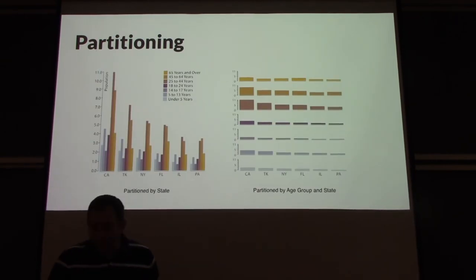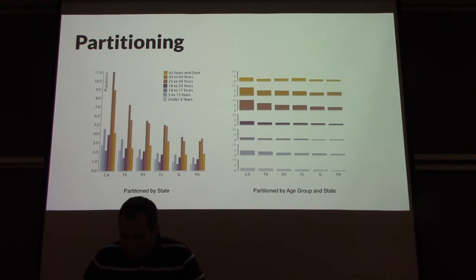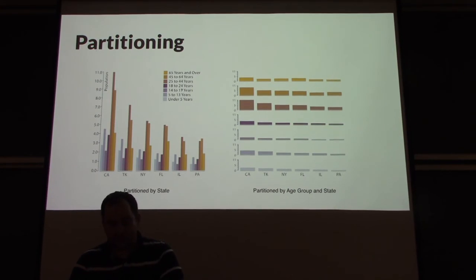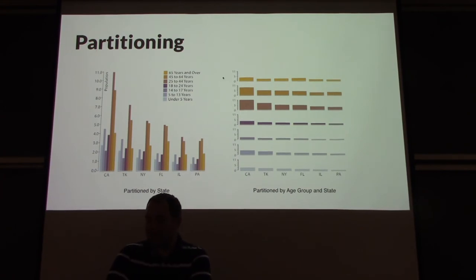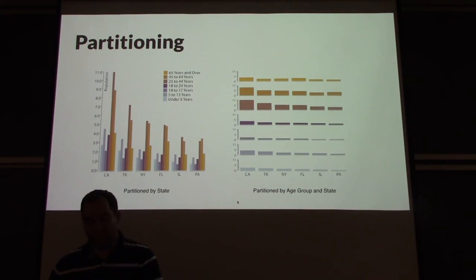So here, I think, this is pension data, partitioned by state in this case, or actually population data, 65 years or over, 45 to 64 years and so on, partitioned by state. So we see here's all of California, here's New York, Florida, Illinois, Pennsylvania, and so on. And then if we partition it by age group and state, here are the 65 and overs, here are the 45 to 64, the 25 to 44, and here are the states. So we have partitioned in both categories, in states and in these age groups in this case.